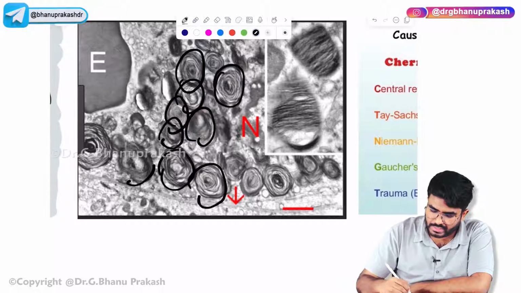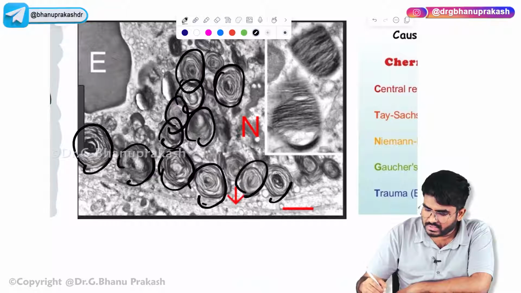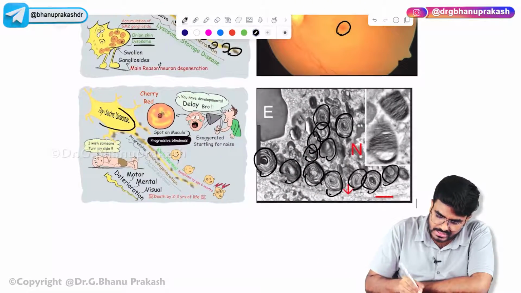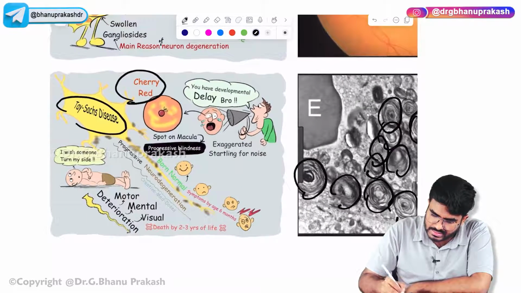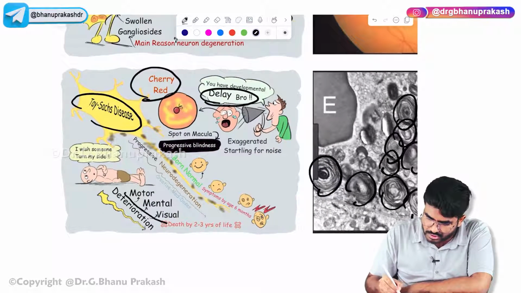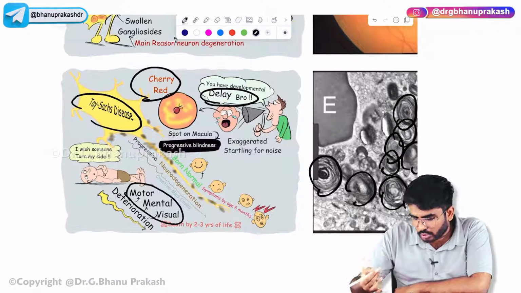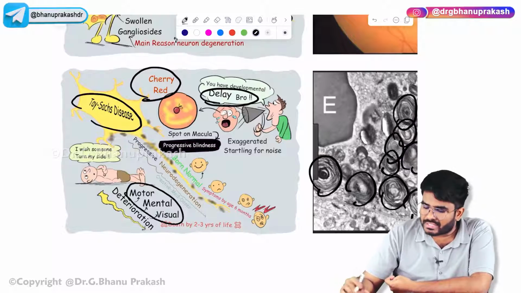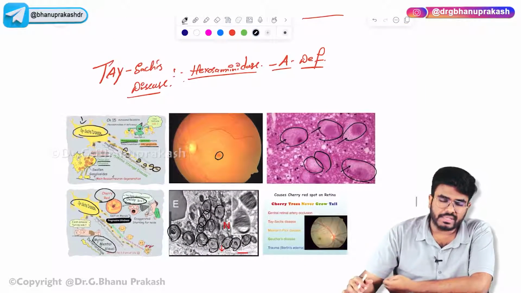Developmental delay in the baby. Hyperreflexia is going to be seen. That's the point I want you to know. See here also, in Tay-Sachs disease there is a cherry red spot and a developmental delay. There is progressive motor, mental and visual deterioration. All these are features of neurodegeneration. So Tay-Sachs disease is completed.